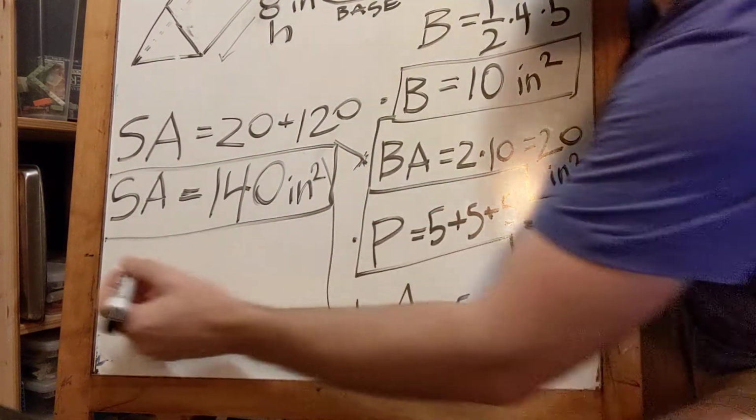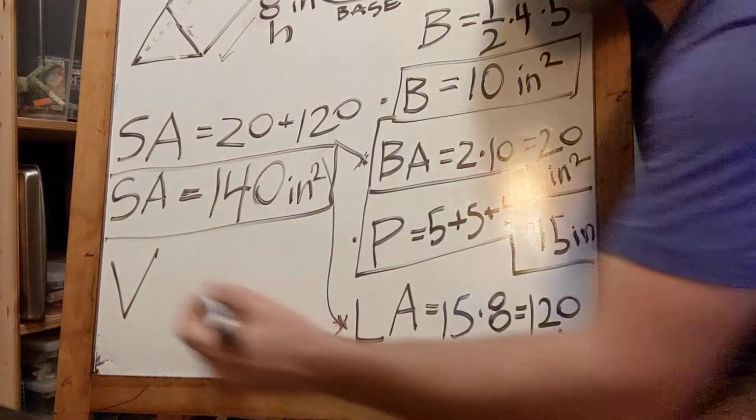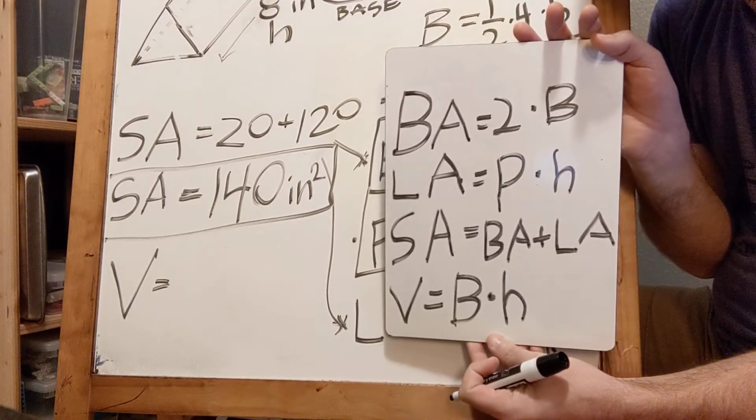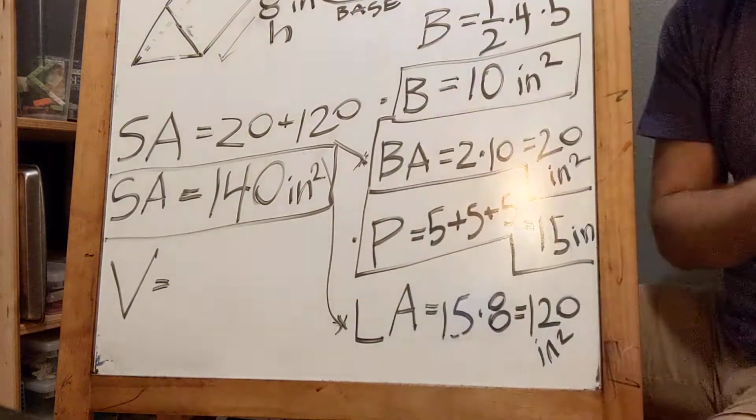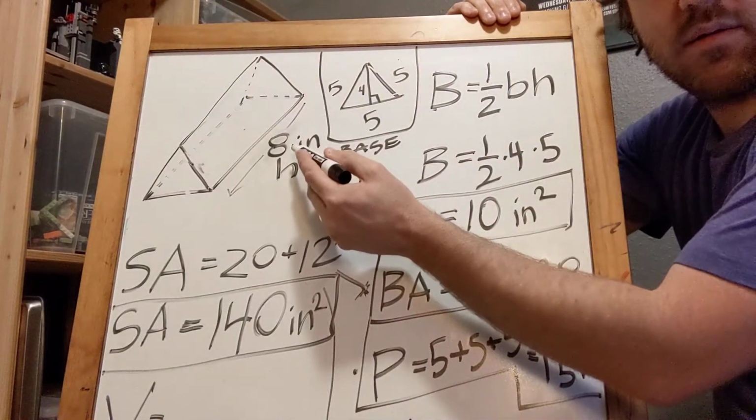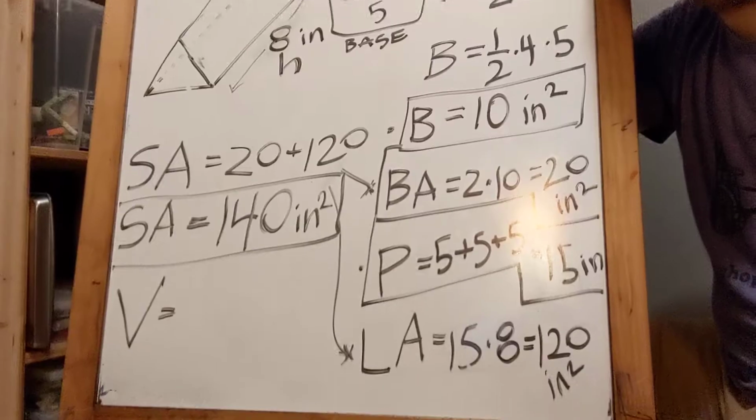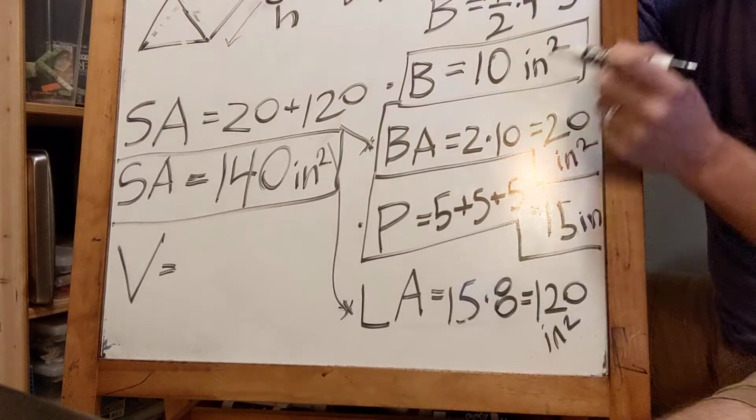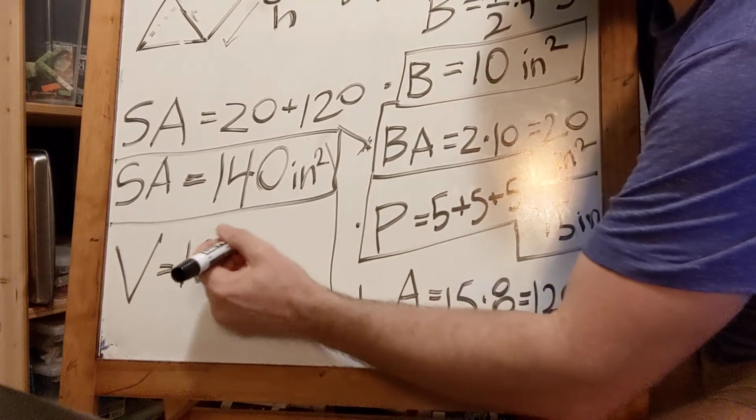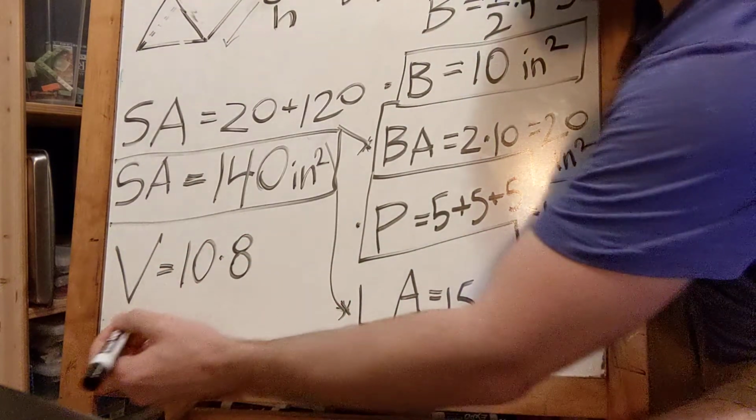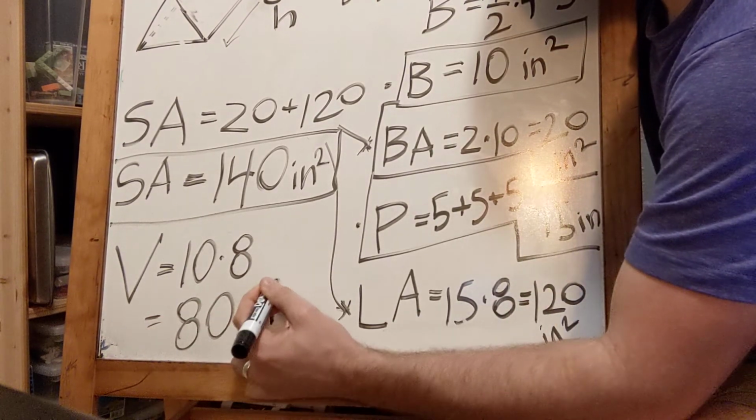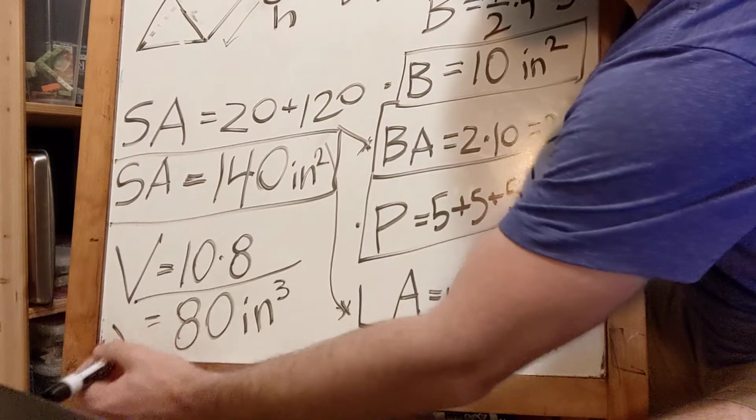And then all we have to do is go to our last one. Volume equals, let's go look at our formula chart, base times height. Down here, base times height. Again, that's talking about this height up here. So we're going to do base area, which was 10. 10 times 8. And so then I get 80 inches to the third power. That's my volume.